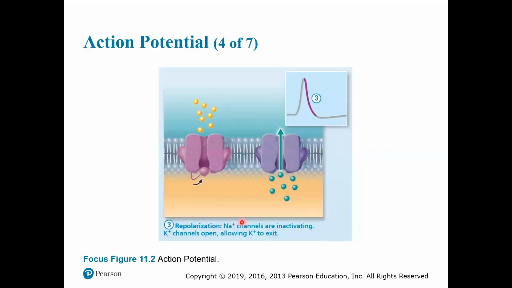So in repolarization, the activation gates for sodium are closed, but the gates are open for potassium. So now as potassium leaves the cell, the inside gets more negative. So that's this part of the curve where you're coming back down to resting membrane potential. And right here, you have your possible hyperpolarization. But number 3 is showing you repolarization, which is efflux of potassium.